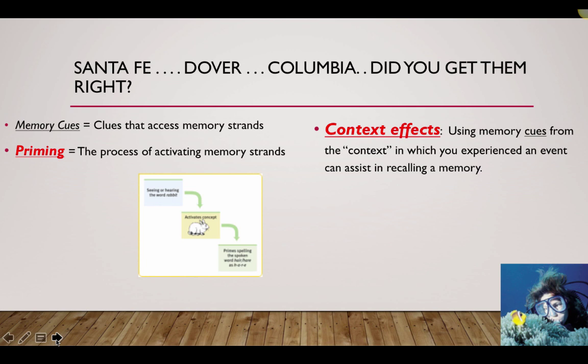So context effects, the effects of the context or the environment that you originally encoded information in, could act as cues. You could use memory cues from the context you were in when you're trying to recall a memory. Think about the place, think about the area, think about the people you were with. If you've ever moved to Verona from someplace else and you visited an old neighborhood or an old school, did it cause you a flood of memories?